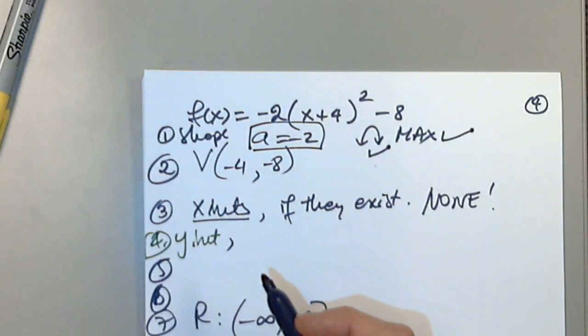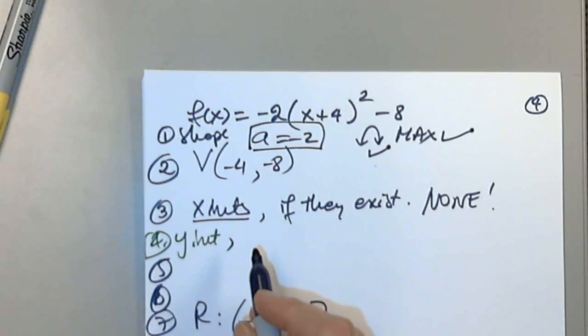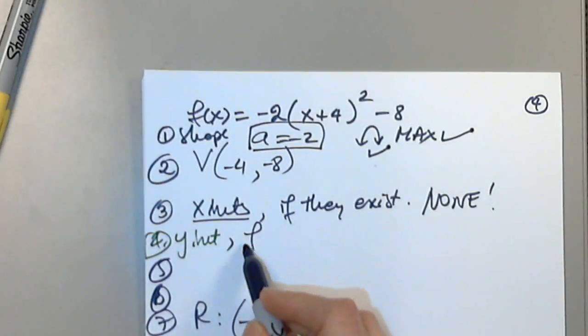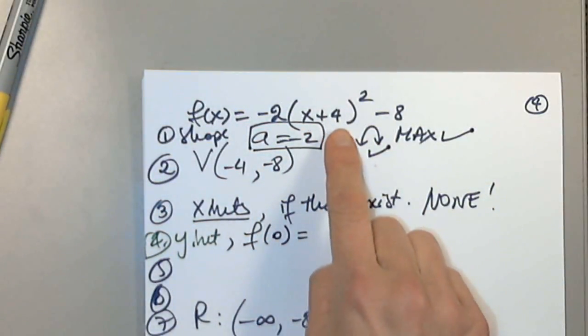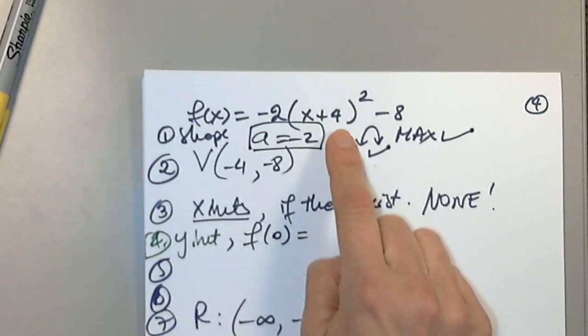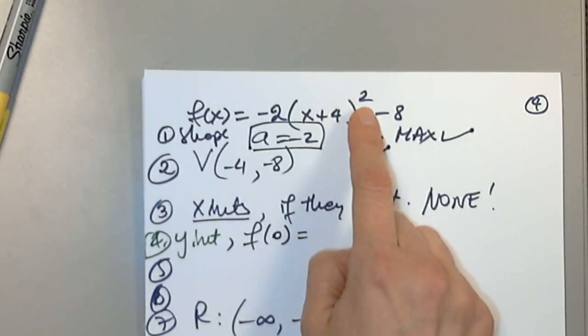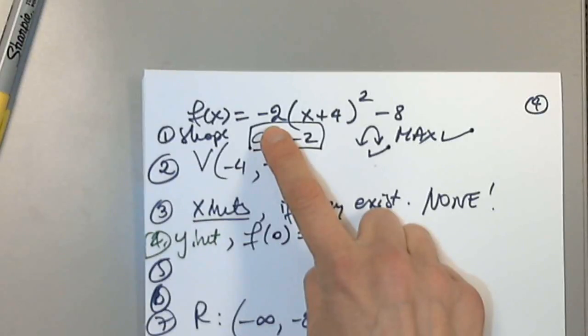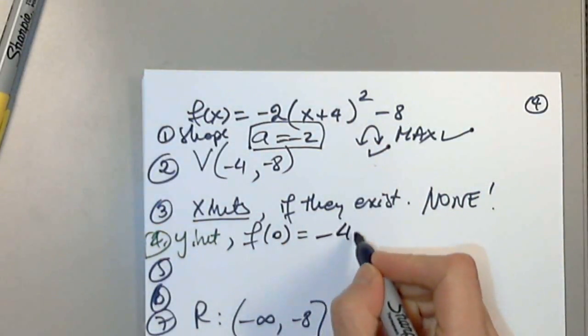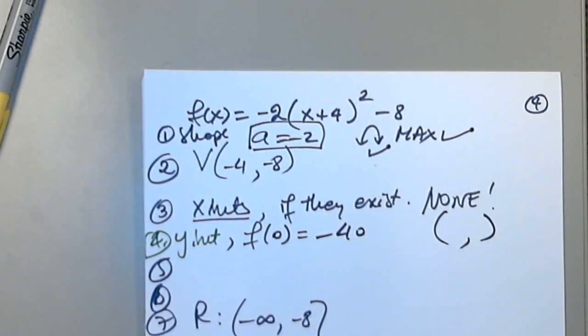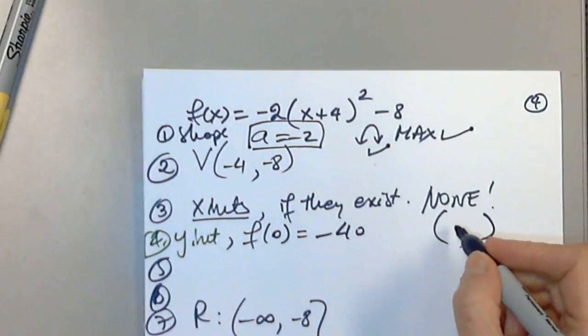-8, 4, -8. How do I find the y-intercept? Very good. So I have to find f of 0. Let's do it together. 0 plus 4, 4 squared, 16 times -2, -32 minus 8. Awesome. So the ordered pair, that is the y-intercept, is (0, -40).